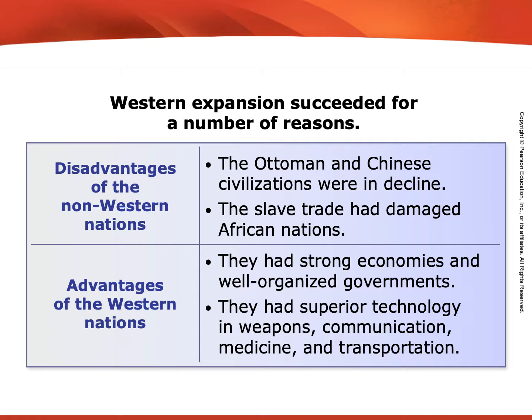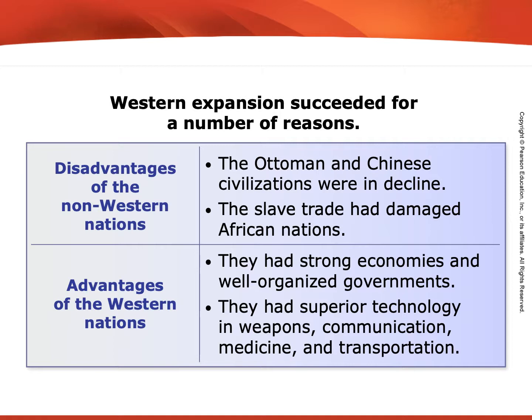One of the big things was the Maxim gun. This was an improvement to the regular guns, which actually the civilizations that they were going to conquer already had. But this Maxim gun was basically a machine gun, and it totally wiped the floor with a regular gun. So it gave the Westerners a huge advantage.